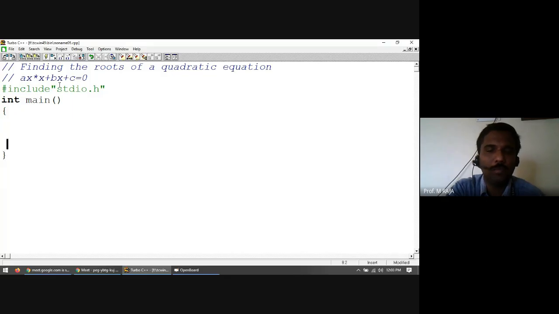What are the inputs required? Inputs are the coefficients of the quadratic polynomial ax square plus bx plus c is equal to 0. So let us declare the coefficients as floating point type: float a, b, c, and a discriminant is required, so let us have a variable for this.